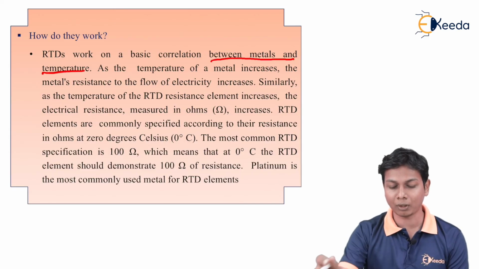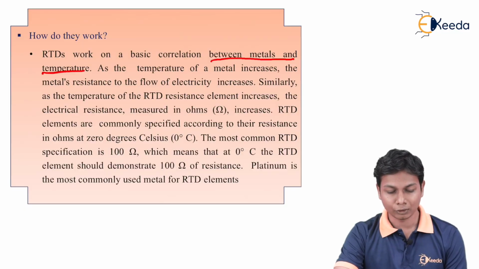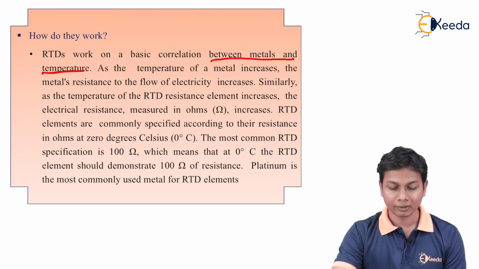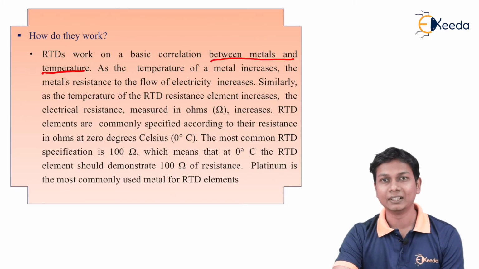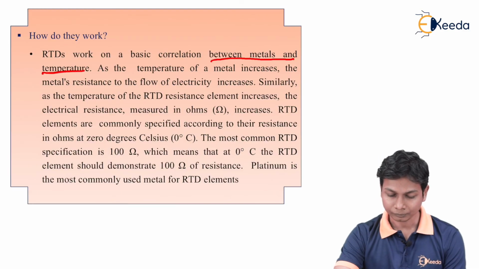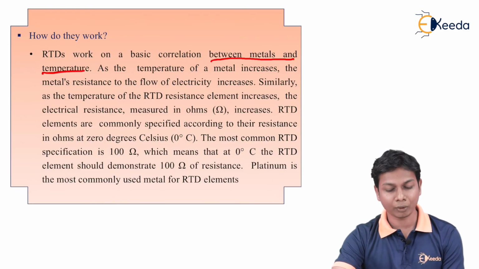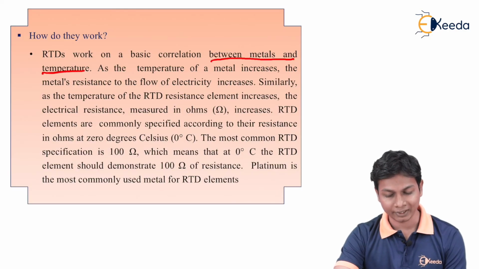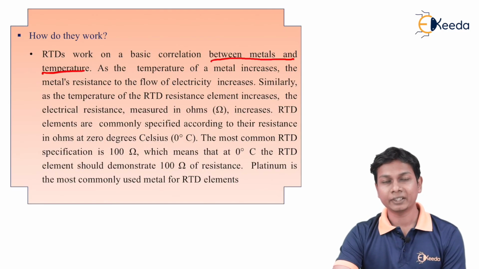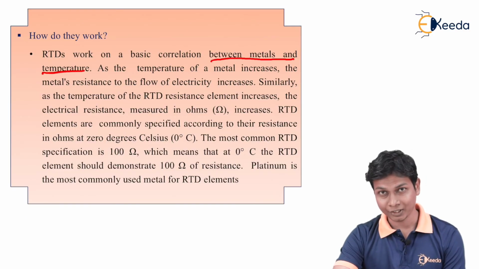Now, as the temperature of a metal increases, the resistance to the flow of electricity increases. So the temperature of a metal and its resistance to the flow of electricity are directly proportional to each other. Similarly, as the temperature of the RTD resistance element increases, the electrical resistance also increases, and the electrical resistance of an RTD is measured in ohms.